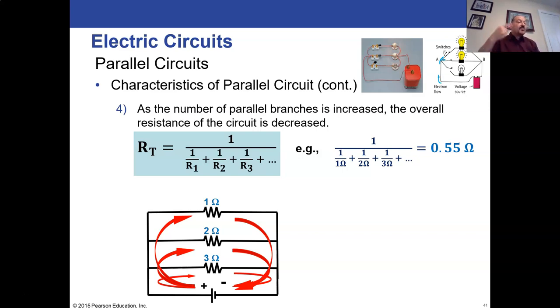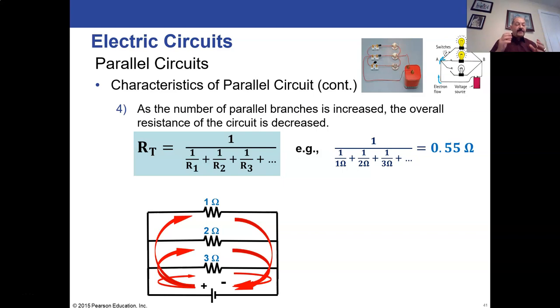1 over 1 ohm is 1. 1 over 2 ohms is a half, 0.5. 1 over 3 is 0.33. Well, if you add those together and then take 1 divided by that, you'll end up with about 0.55 ohms. You'll notice that this resistance of all 3 together in a parallel circuit is less than even the smallest actual resistance in any one of these pathways.